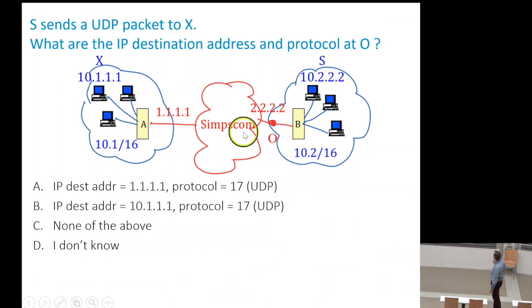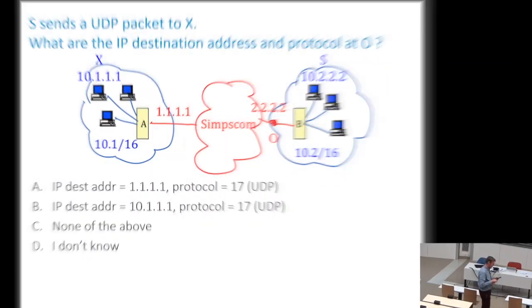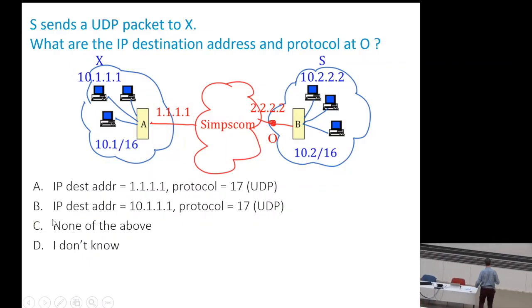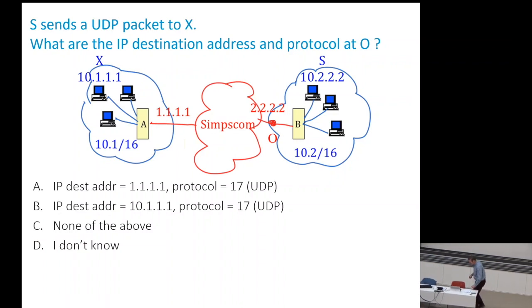If we do this, S sends a packet using these mechanisms to some system here. We observe the packet at point O. We do a Wireshark capture at this point. What will we see? The majority says A, a large minority says B, but both are wrong. What will we see in reality?